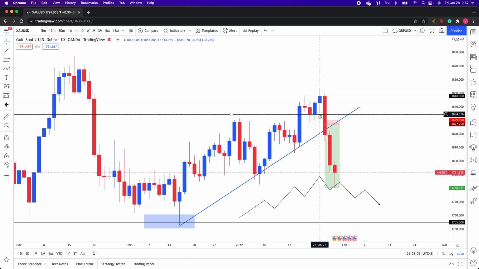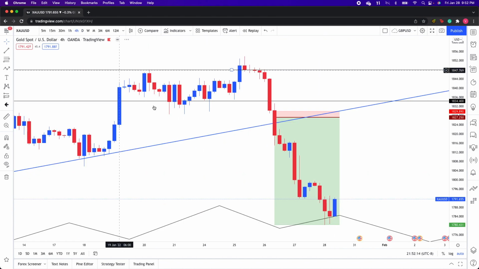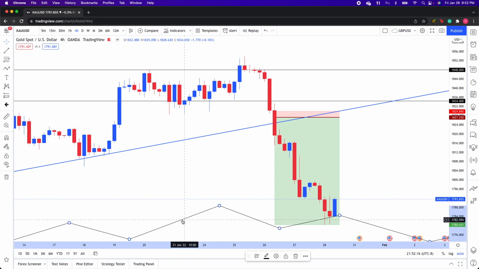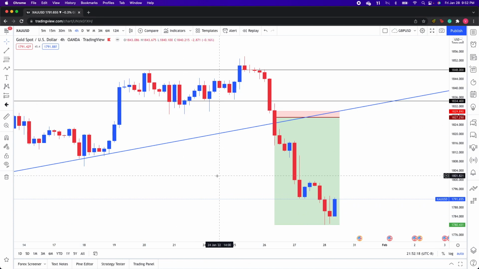But when price pushed down and broke the previous lows, that's when we anticipated that sells were now valid as it pushed down and then continued pushing. When we drop down to the 4-hour time frame, we start to see that there's a ton of consolidation, confirming that we're not going to be taking a trade between this 1848 and 1834 level.